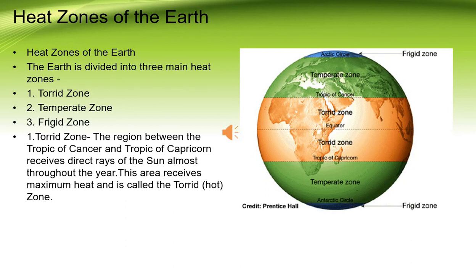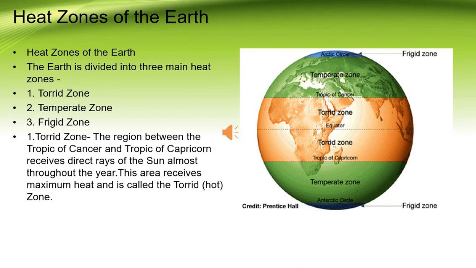Let us come to the next topic, heat zones of the earth. According to the temperature received by different parts of the world, the whole earth is divided into mainly three different heat zones. First, torrid zone, second, temperate zone, third, frigid zone. Let us study them one by one.